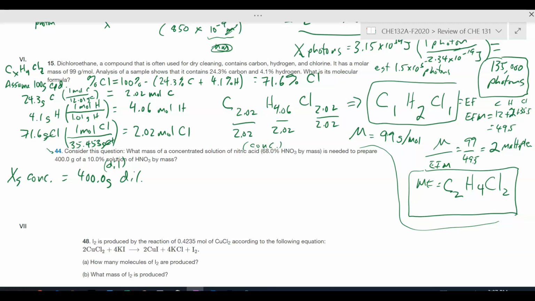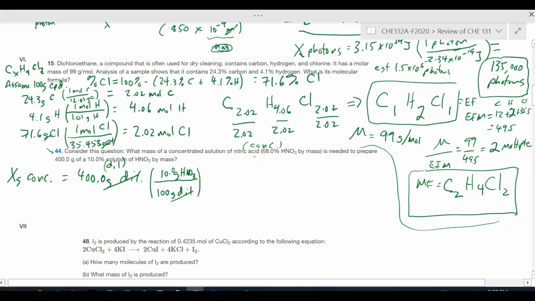Now, we know that we have a 10% solution of nitric acid by mass, which tells us that if I have 100 grams of my dilute solution, how many grams of it are actually nitric acid? And the 10% tells us that that's 10 grams. And we know that out to 3 sig figs. So that's, again, the dilute solution. So grams of dilute and grams of dilute will cancel out. And again, that percentage there gave us this conversion factor.